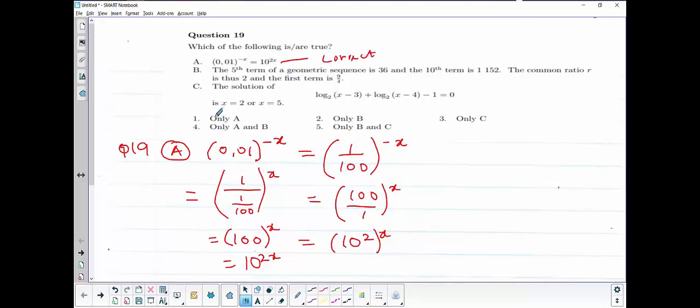So let us go to B now. We are given the 5th term of a geometric sequence as 36, and the 10th term as 1152. The statement says the common ratio is 2, and the first term is 9 over 4. So let us prove whether the statement is right or not.